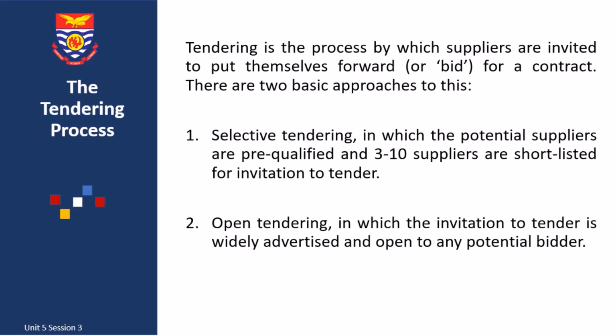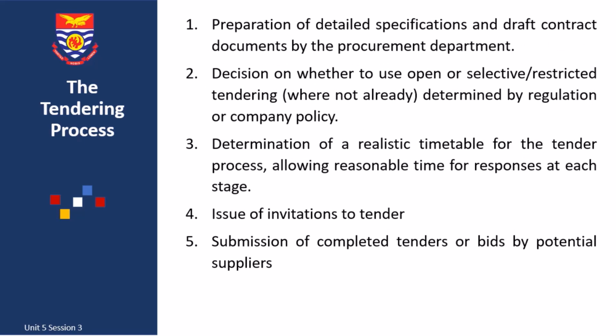I already explained earlier that we have two types of tendering: the selective or restrictive tendering and the open tendering. The selective or restrictive tendering is when potential suppliers are pre-qualified and about 3 to 10 suppliers are shortlisted for invitation to tender, whereas the open tendering is when the invitation to tender is widely advertised and open to any potential supplier. A typical tendering will go through these processes. We're going to briefly go through the processes for tendering.